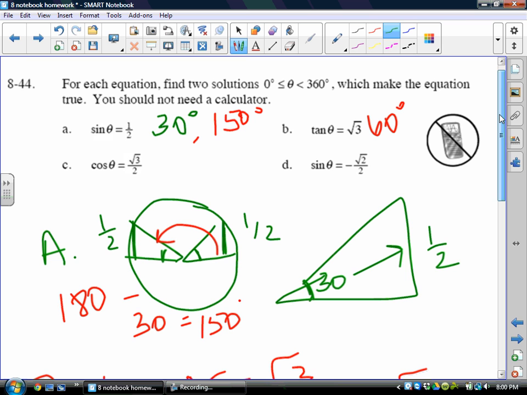Okay? So 240. Now you could double check your answers with your calculator, especially if this were a test, but do not do that right away. You should be able to do these without a calculator. The other two, I'm going to let you try on your own. If you're still not sure, ask about it in class, but we should be able to do these without a calculator and without our unit circle.